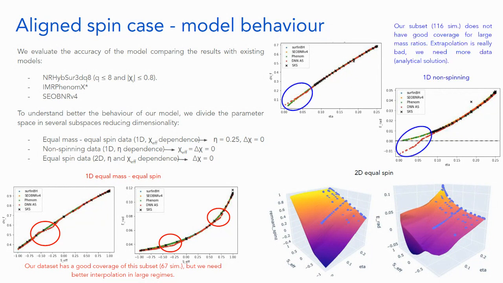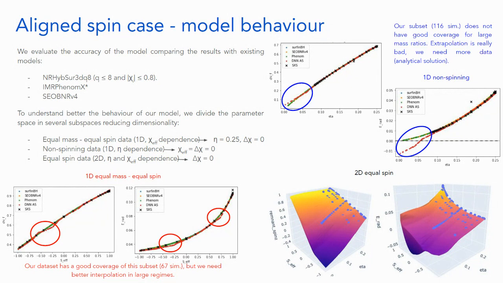We also see, in the subset of non-spinning, where the only dependence is on the mass ratio, that we only have information from NR simulations for big symmetric mass ratio. So for the extreme mass ratio, we don't have enough information. As you can see here, for the final spin we have kind of good results, but not super good. But for the radiated energy, we have very bad results in extrapolation, because, as you can see here, in fact, we are predicting negative values.